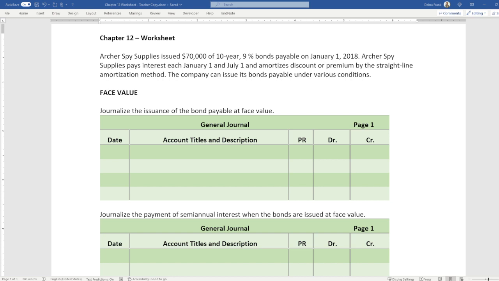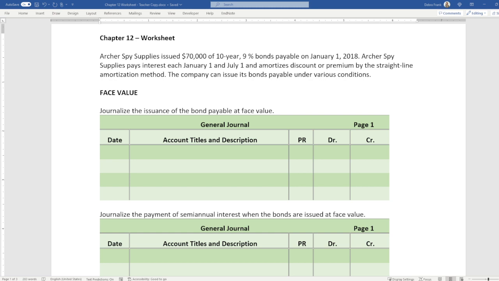So here we have Archer Spice Supplies. They issued 70,000 of a 10-year, 9% bond payable on January 1st. They pay interest each January 1st and July 1st. And if it was a discount or premium, they would amortize it using the straight line method.